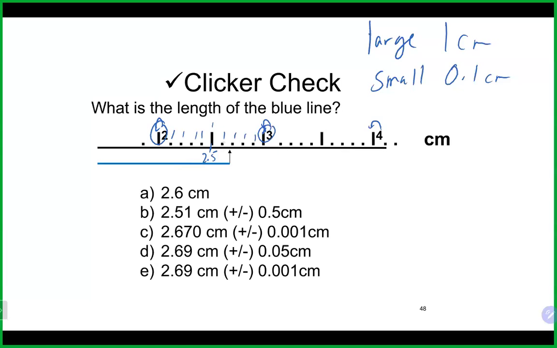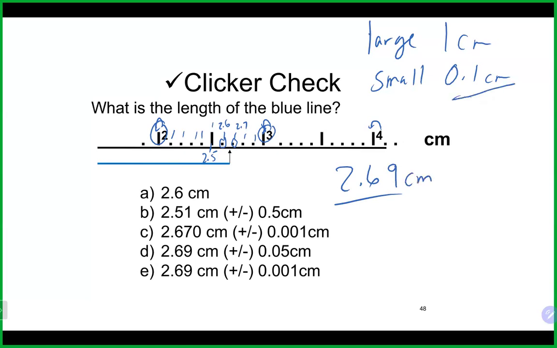That means that this guy would be 2.6. And that guy would be 2.7. That means we're somewhere between 2.6 and 2.7. So definitely 2.6 is going to be our certain number. Again, in this case, it looks very close to the 2.7 marking. So 2.69 centimeters in this case.